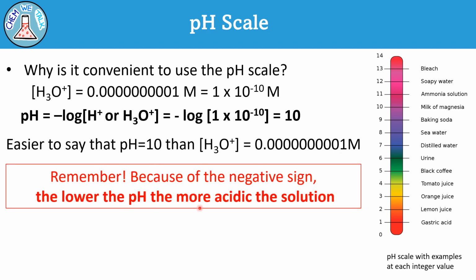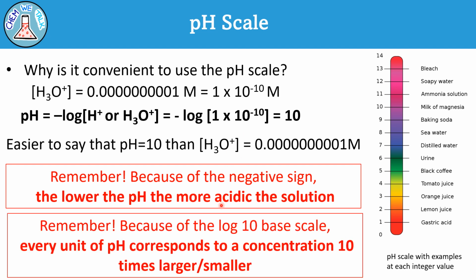Okay, some things to remember. Because of the negative sign in the pH, the lower the pH, the more acidic the solution. So the more H3O+ you have, the more acidic the solution will be. And another thing that you need to notice is that because we are dealing with a base 10 scale, a log scale, it's not linear.